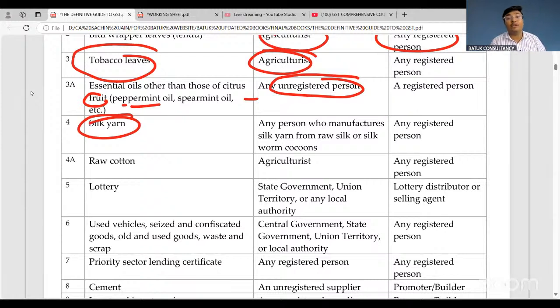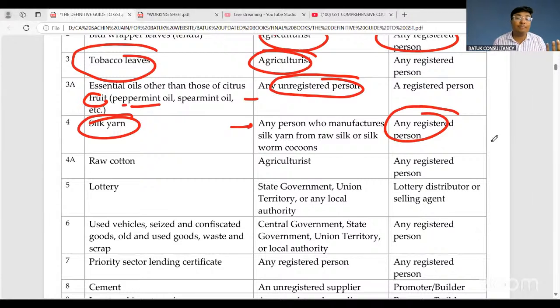Silk yarn: any person who manufactures silk yarn from raw silk or silk worm cocoon and supplies it to any registered person. So the person who manufactures that silk yarn, if supplying the same to a registered person, in such a scenario, yes, reverse charge mechanism is applicable. Now, one more important point: here, they have not used any word like registered or unregistered. That means if any silk yarn manufacturer supplies the silk yarn to any registered person, then yes, RCM will be applicable. The recipient has to make the payment under reverse charge mechanism.